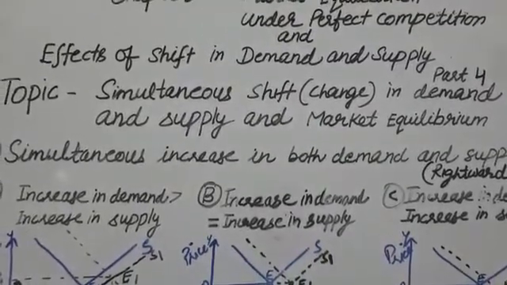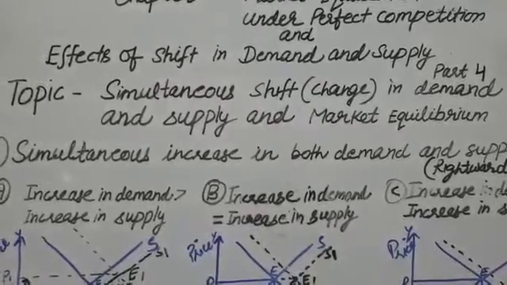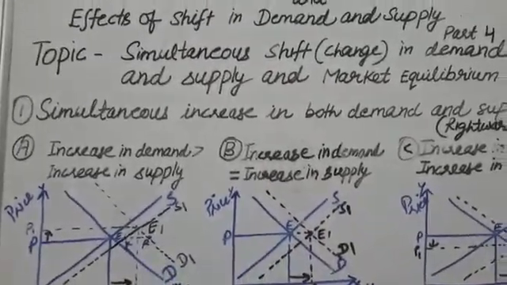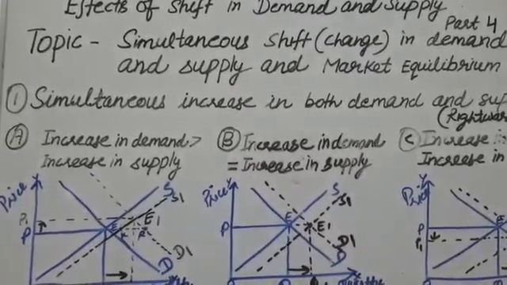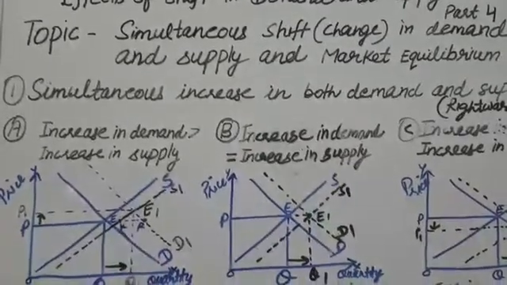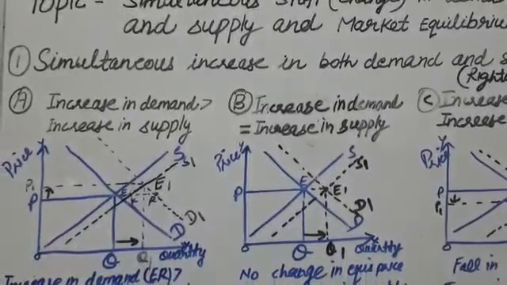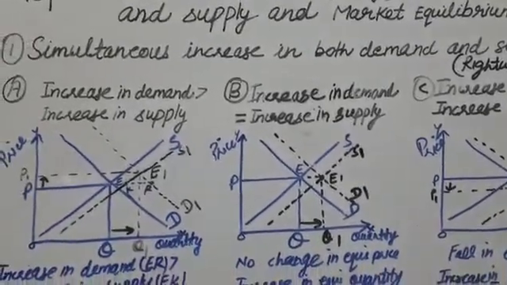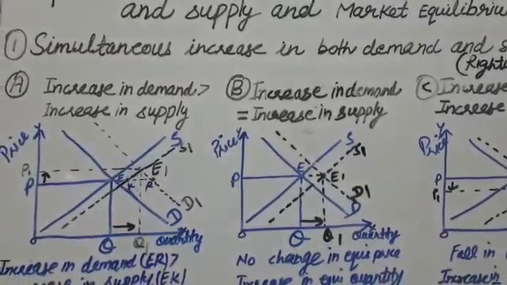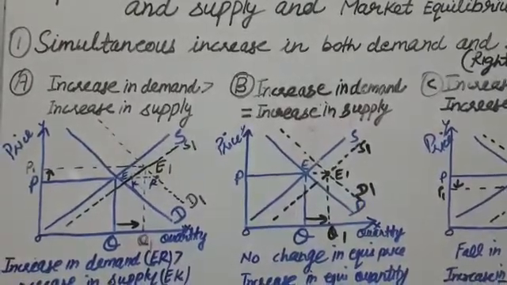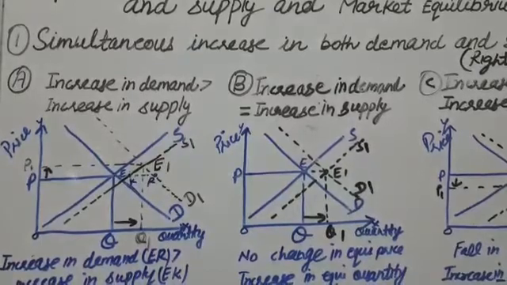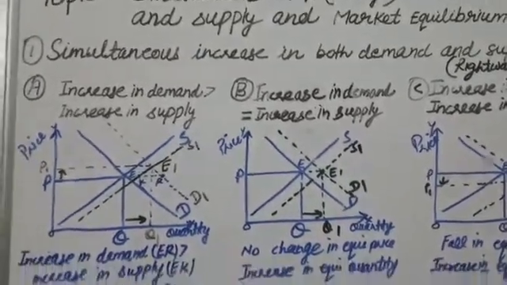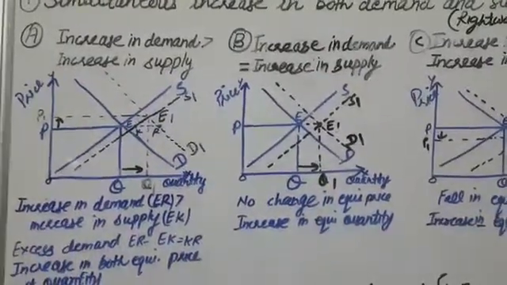So far we have studied the effect on market equilibrium of either the change in demand or the change in supply. However, there may be simultaneous changes both in demand and supply. So today we are going to study about simultaneous increase in both demand and supply, as well as simultaneous decrease in both demand and supply and market equilibrium.